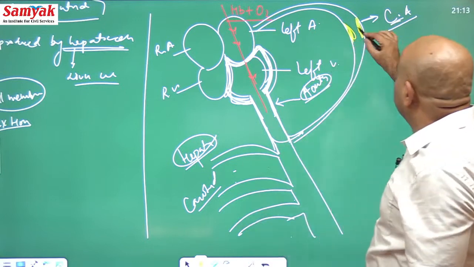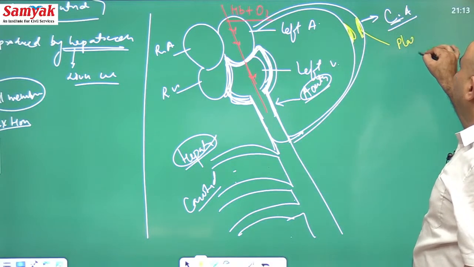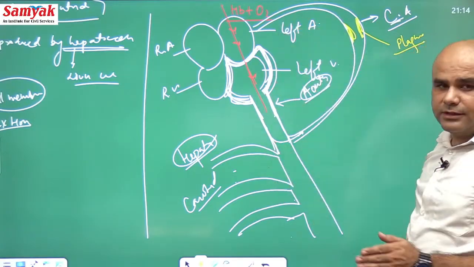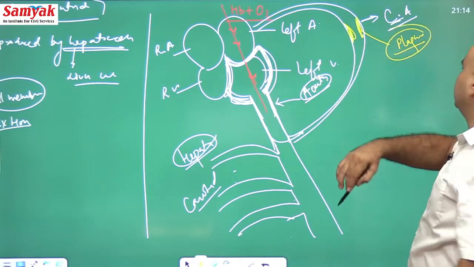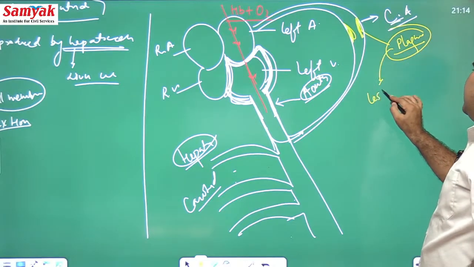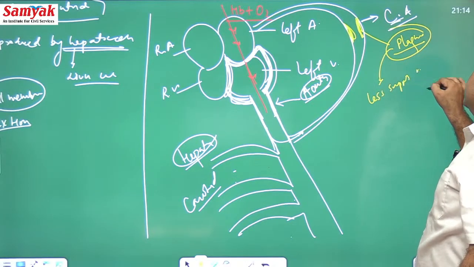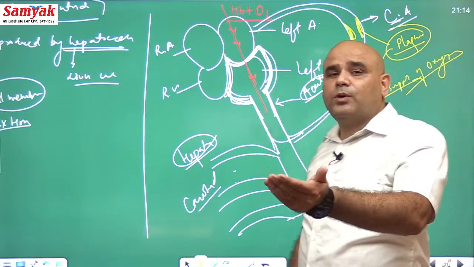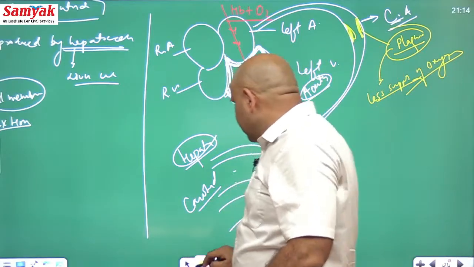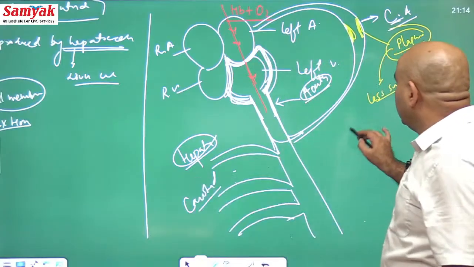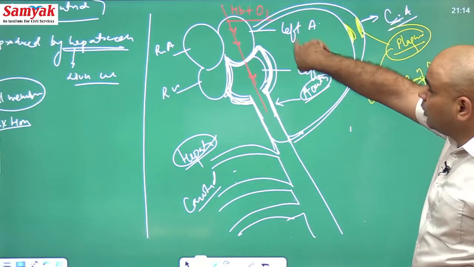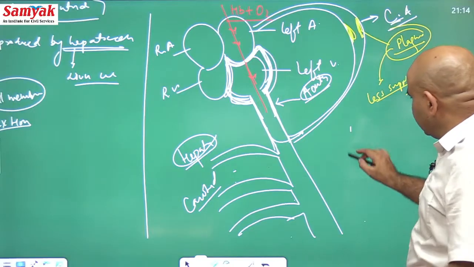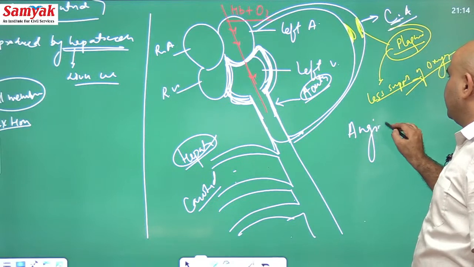As a result, there will be deposition of plaque. Plaque means a barrier which is stopping the blood from flowing through the artery. Because of the deposition of this plaque, there will be less supply of oxygenated blood. This condition will lead to problems in the myocardial cells. Myocardial means heart related cells. As a result, the patient will face angina.